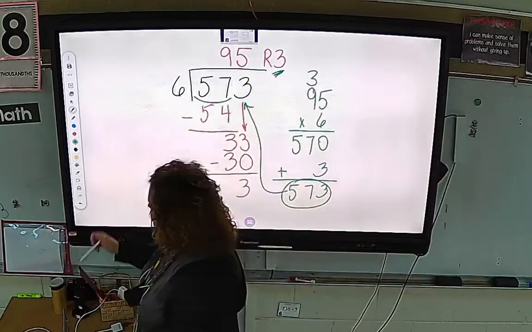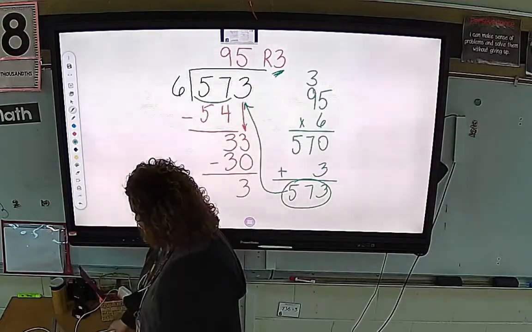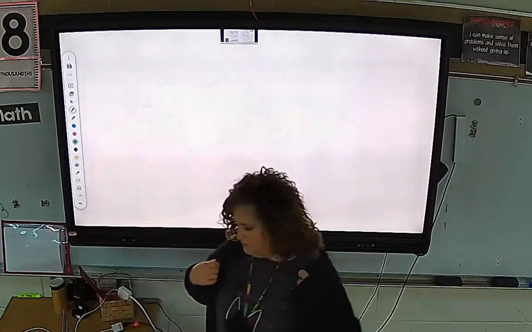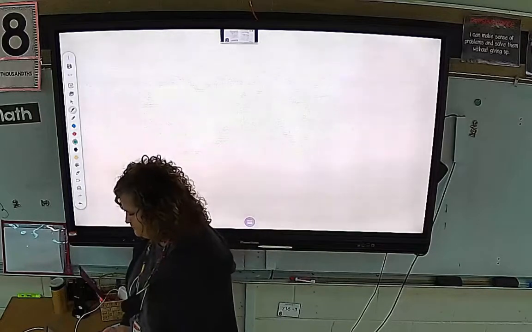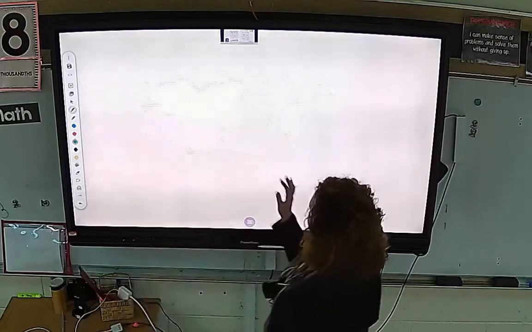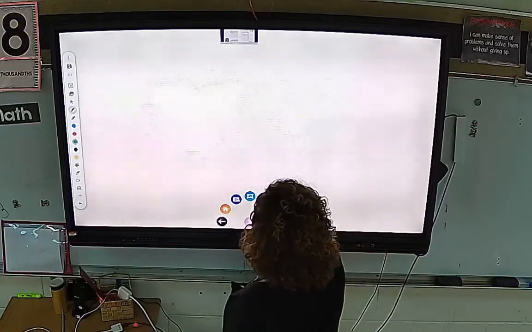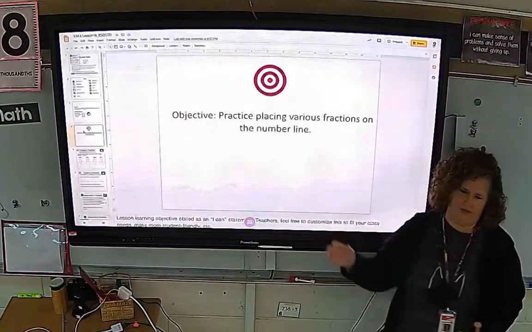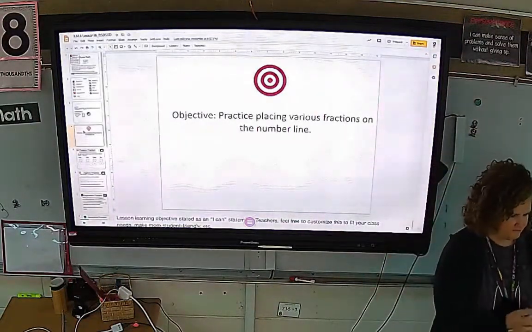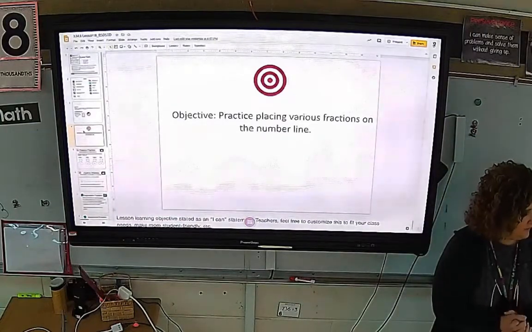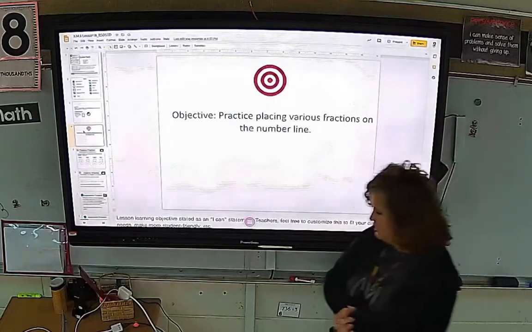All right, you can clear your board off. All right, well, our actual target today is not on the board. It is here. Practice placing various, and various just means different kinds of fractions on the number line. Okay, have we done that already? Yes. We have done that a lot already.